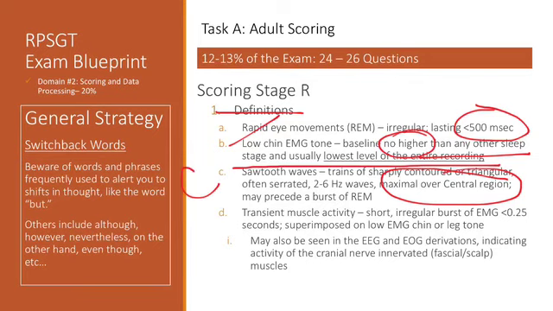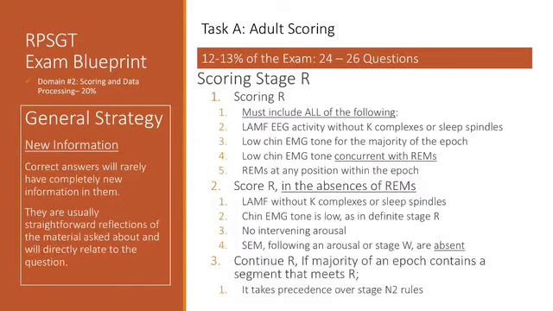You can have transient muscle activity, and those are short, irregular bursts of EMG that are less than 0.25 seconds, so not even half a second, less than even a quarter of a second. It's superimposed on top of the low EMG chin tone, and may also be seen in the EEG or the EOG derivations, indicating that there's activity of the cranial nerve innervated facial scalp muscles. Okay, so those are the definitions.